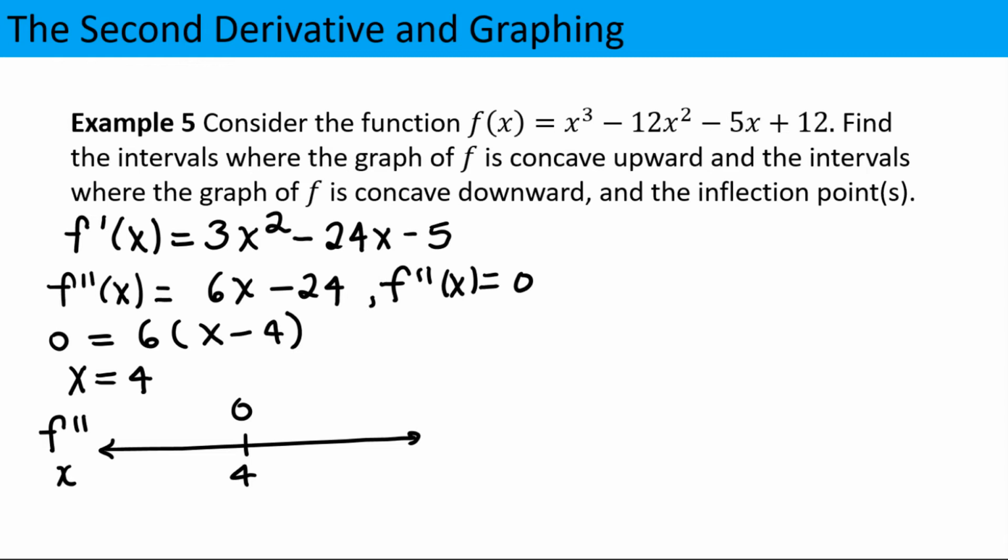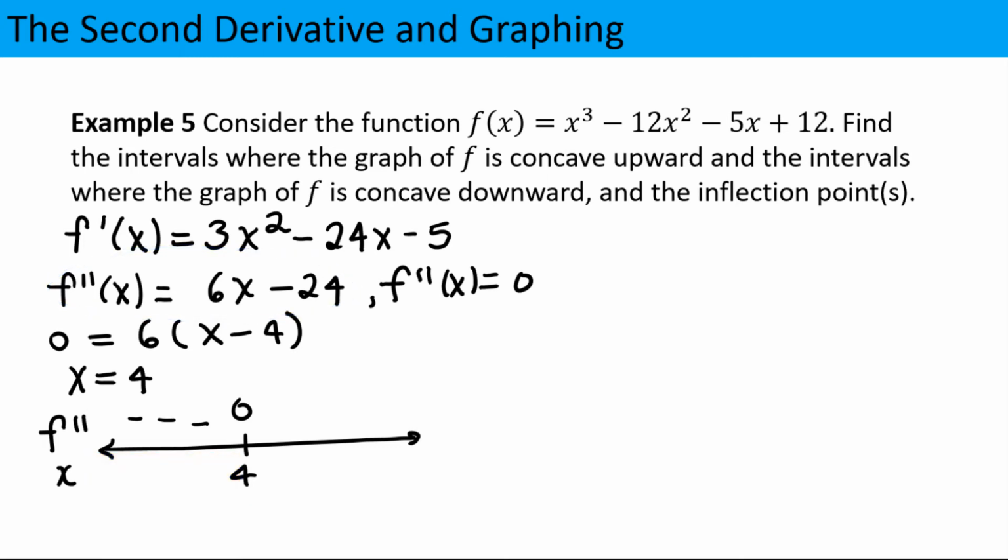Let's pick a value in one of the two regions. I'll start with the first one to the left of 4. How about 0? I will evaluate 0 in the second derivative. So 6 times 0 is 0. 0 minus 24, that's a negative.